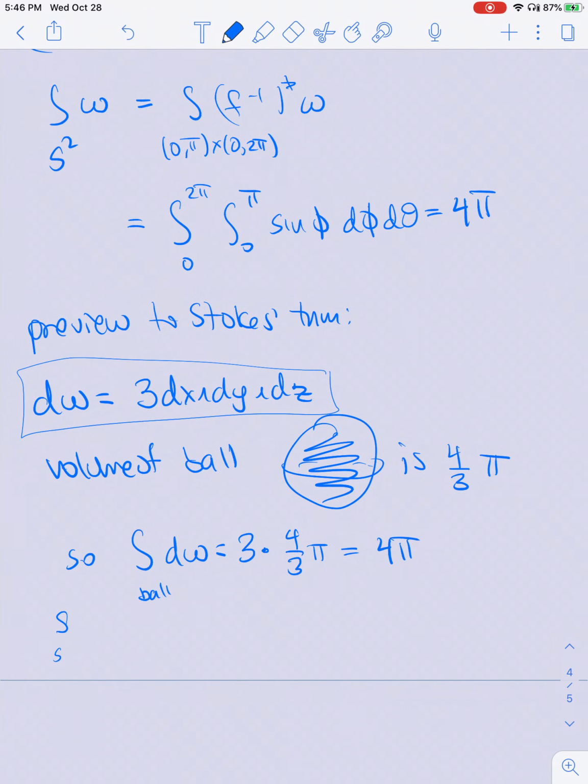The integral over S2 of omega is equal to the integral over the ball of d omega. So I'll let you chew on that and end the video.